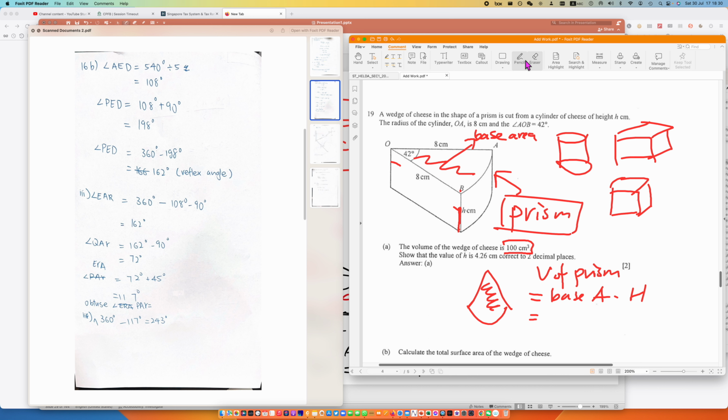No, I want to find the base area. How do you find the base area? Because this is 42 degrees. So basically, can you do it now? Can you show the height is actually 4.26? This is the kind of question you will expect from your term 3 or term 4. You get the base area out first.